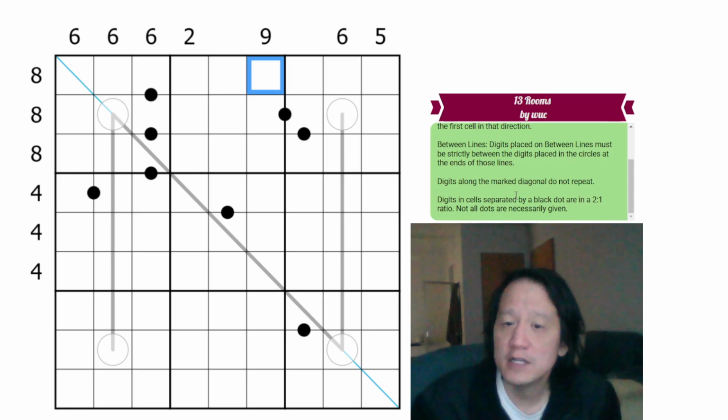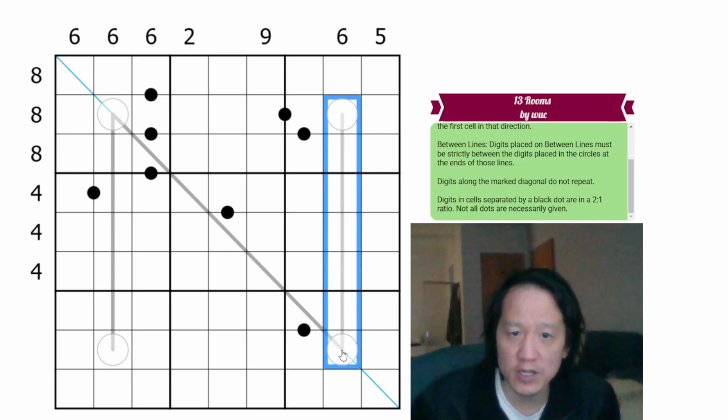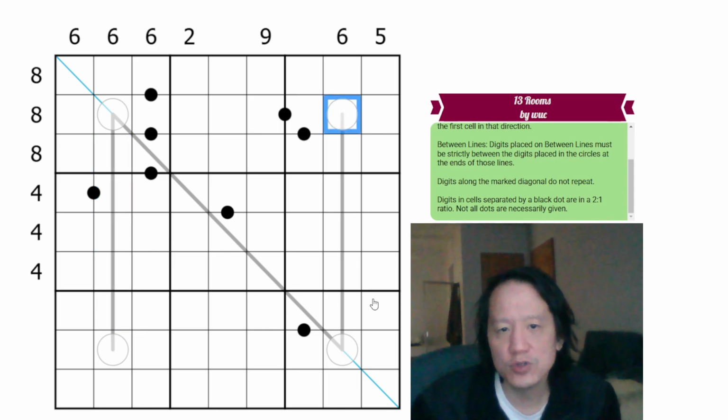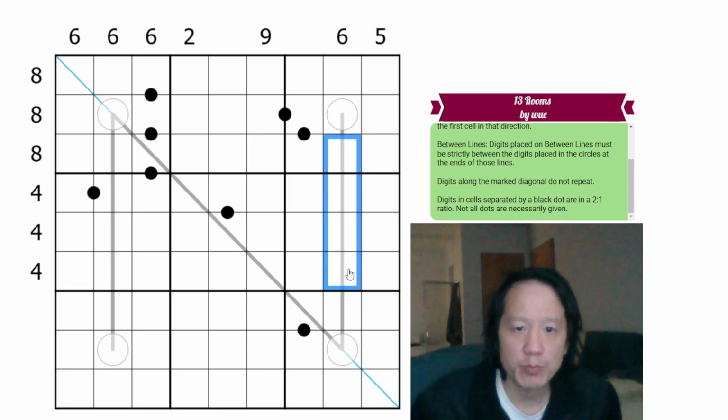Between lines. Digits placed in between lines must be strictly between the digits placed in the circles at the ends of those lines. So the between lines are here, here, and here. Again, the circle obviously doesn't count as part of the line for the between lines. But for all the between lines, every digit on the line must be strictly between the digits that are placed on the outside.